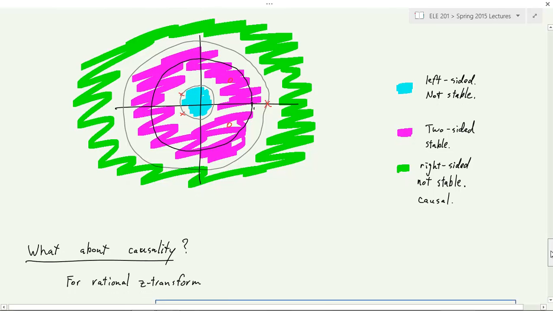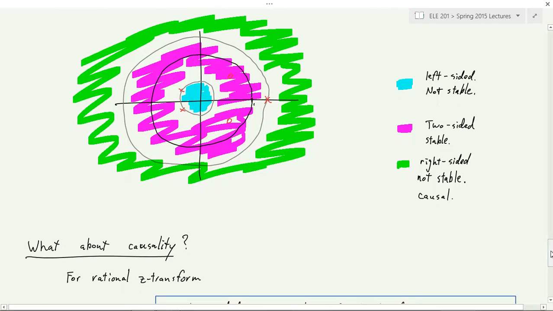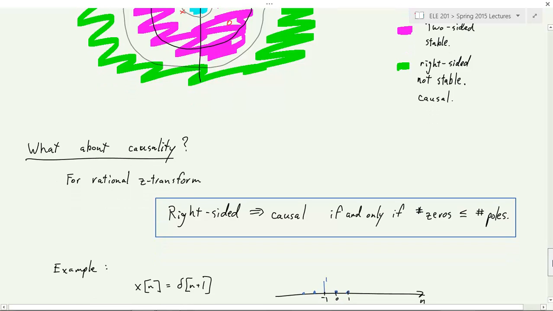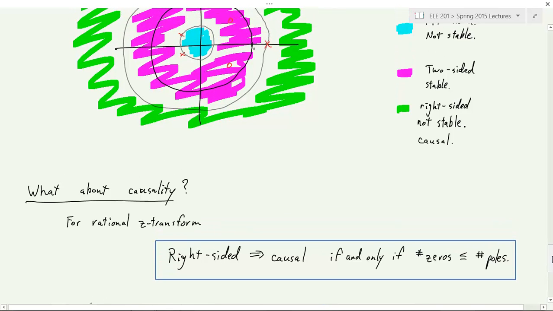We know that by definition, a causal system has a causal impulse response, right? So let's just talk about that as a causal signal implies right-sided. Causal implies right-sided, okay? That's just by definition. Now, what I didn't really emphasize in the Laplace transform was that if it's a rational Laplace transform, then right-sided will also correspond to causal. So they'll be equivalent for rational Laplace transforms, okay?